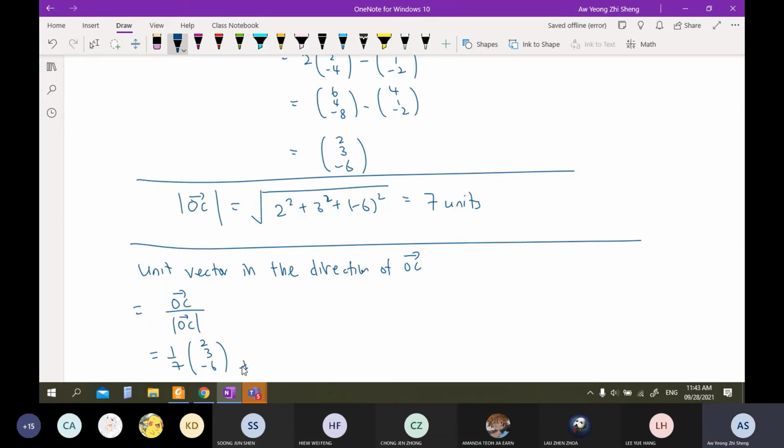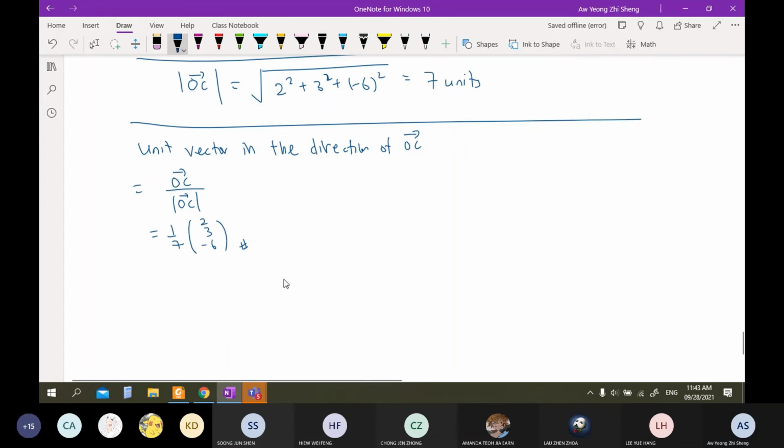But it's actually okay to leave it in this form. Right, because 7, 2, 3, and minus 6, all these numbers, they don't have a common factor. Okay, so the numbers actually cannot be simplified. Even if you distribute it inside, nothing becomes simplified. So it's okay to leave it this way. Of course, there's nothing wrong if you proceed and write 2 over 7, 3 over 7, minus 6 over 7. There's nothing wrong if you write this way.